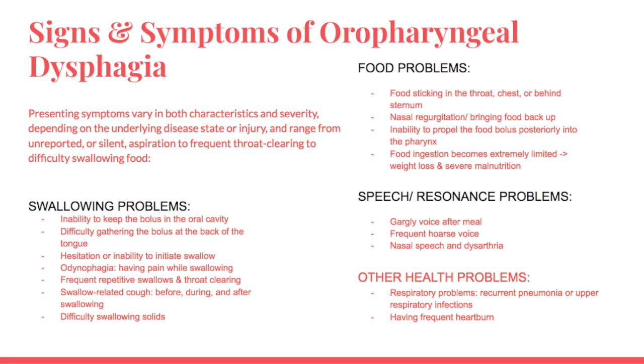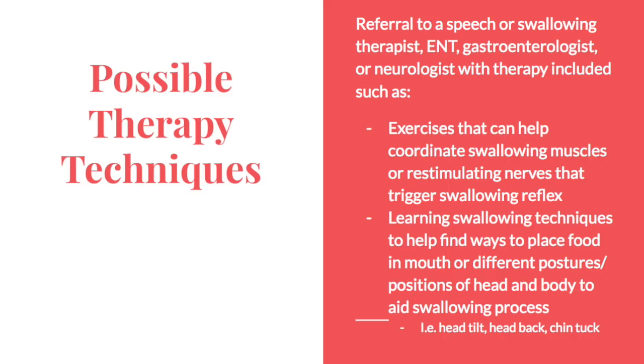Some of the speech and resonance problems include a gargly voice after meals, a frequent hoarse voice, and the patient might also have nasal speech and dysarthria. And other health problems that might occur include respiratory problems such as recurrent pneumonia or upper respiratory infections, and the patient might also have frequent heartburn.